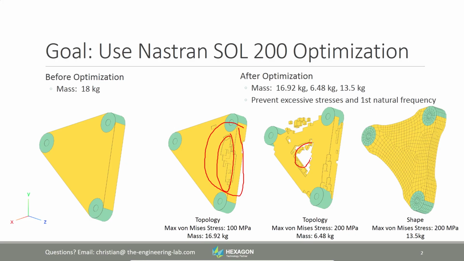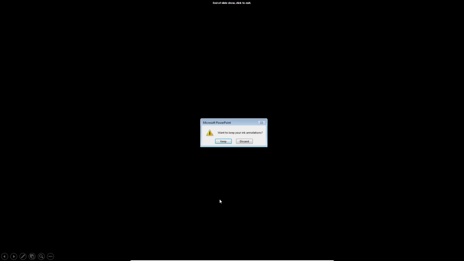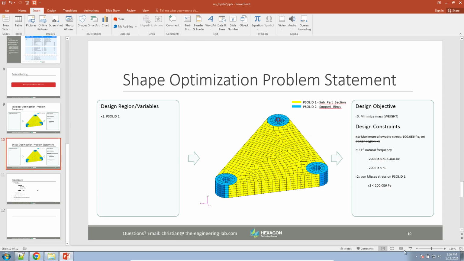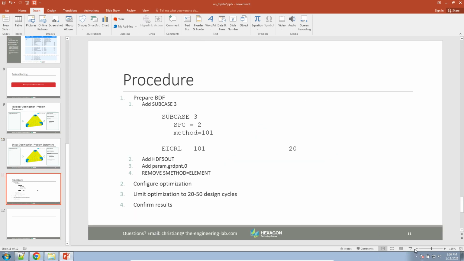And this is the result. A lot more material was removed. This solution is a little bit more interesting. So we are using 200 megapascals as the upper limit for the stress today. And so, okay, let's go ahead and jump back to that slide and see what else we have. And so on the next slide, just a procedure of what we're going to do.